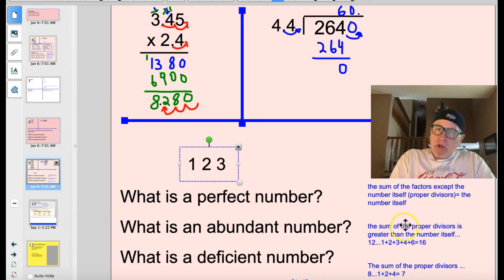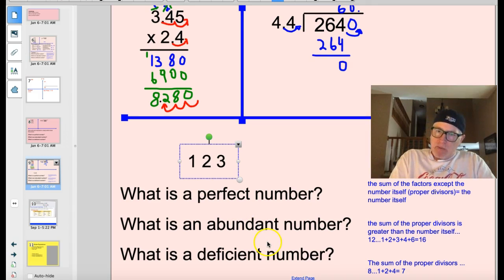What's an abundant number? An abundant number is when the sum of the proper divisors is more than the number itself. So 12 is an abundant number because you do 1 plus 2 plus 3. So now here you got 6 plus 4 is 10 plus 6. So you got 16 here, and the number is 12. So this is an abundant number.